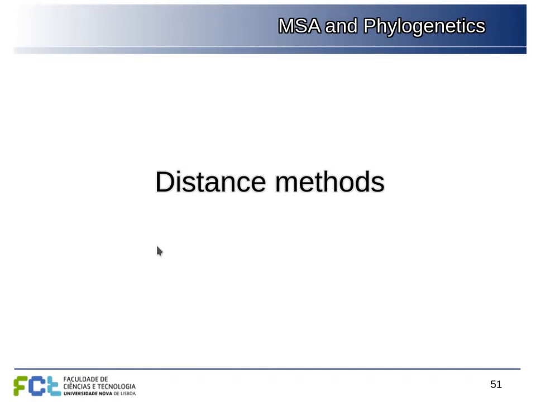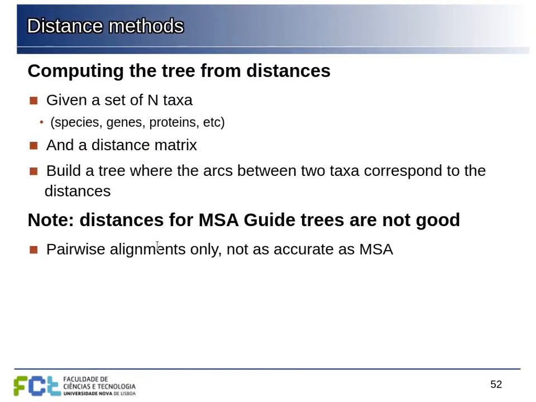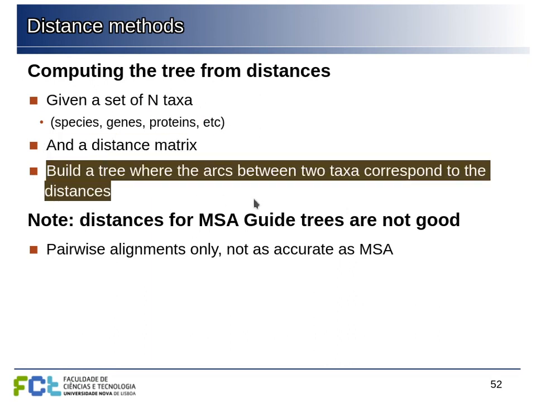So let's see how we can compute a phylogenetic tree based on some distance measures between the elements. So we have, for example, a set of proteins. We have a distance matrix between all of these elements, and now we want to build a tree. We can do this using, for example, UPGMA or neighbor joining, as we saw before. So the algorithm is actually the same. We can use the same algorithm as we used for the guide trees.